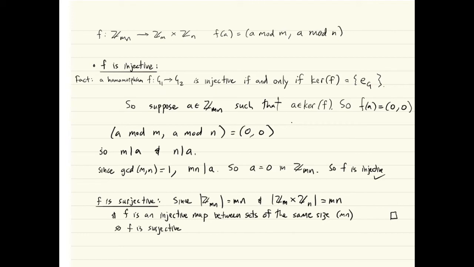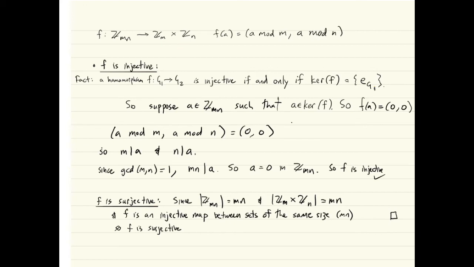Well, what's the kernel? The kernel is the elements of G1 that map to the identity. So suppose we have an element on the domain side, an element A here, that maps to the identity. In other words, it's in the kernel. What that means is that F of A is equal to (0, 0), because (0, 0) is the identity element on the target side here.